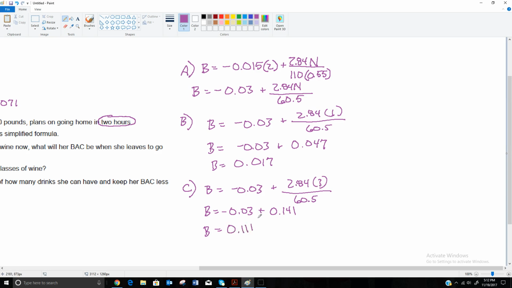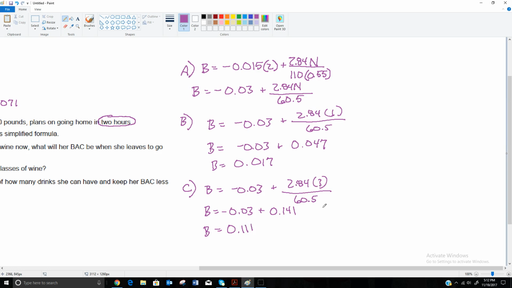So she definitely wouldn't want to have 3 glasses of wine and leave after 2 hours, because she's well above the legal limit here. Legal limit is 0.08 and she's at 0.11. So she's 0.03 above the legal limit.